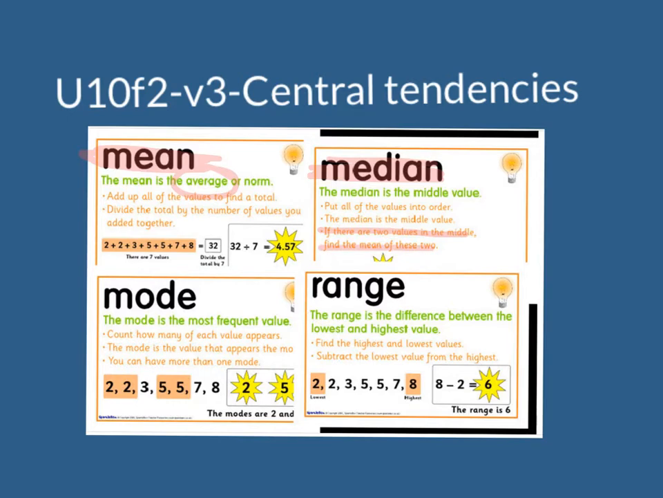The next one is mode. Mode is the one that occurs the most. You can have no mode, which means no number repeats, or you can have multiple modes. For example, in this one, the 2 is twice and the 5 is twice. So both of those would be the modes.